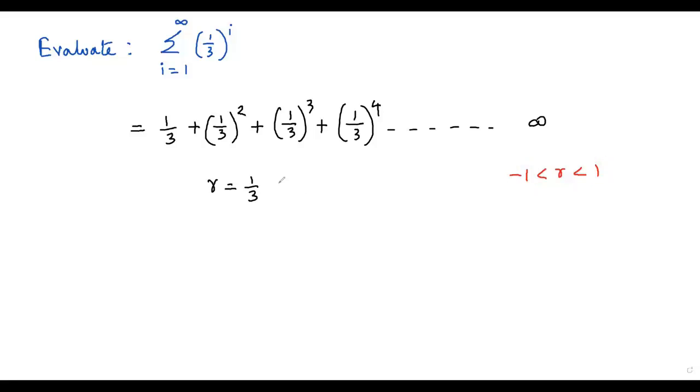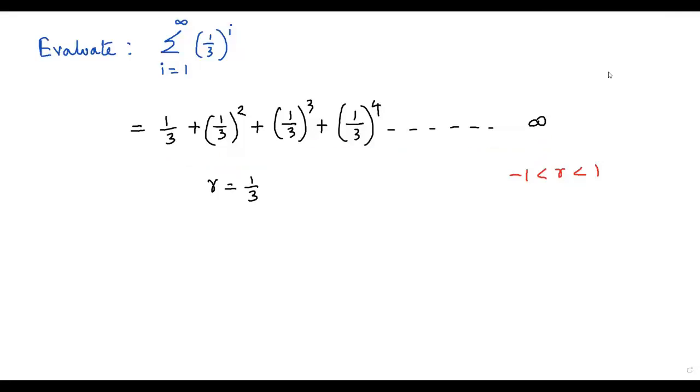In our problem, the common ratio r is 1/3, which is in this interval. That is, 1/3 is between -1 and +1, because if you find the exact value, it will be 0.3333 and it keeps going. So clearly this value lies between -1 and +1. The common ratio 1/3 in our geometric series is between -1 and +1, so we will be able to evaluate this infinite geometric series because it's convergent.